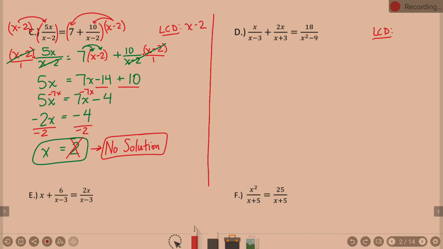X squared minus 9 factors into 2 parentheses. It's a difference of squares. X squared is x times x. The square root of 9 is 3. So that's a plus 3 and a minus 3. Okay, least common denominator. What factors do we have in common?